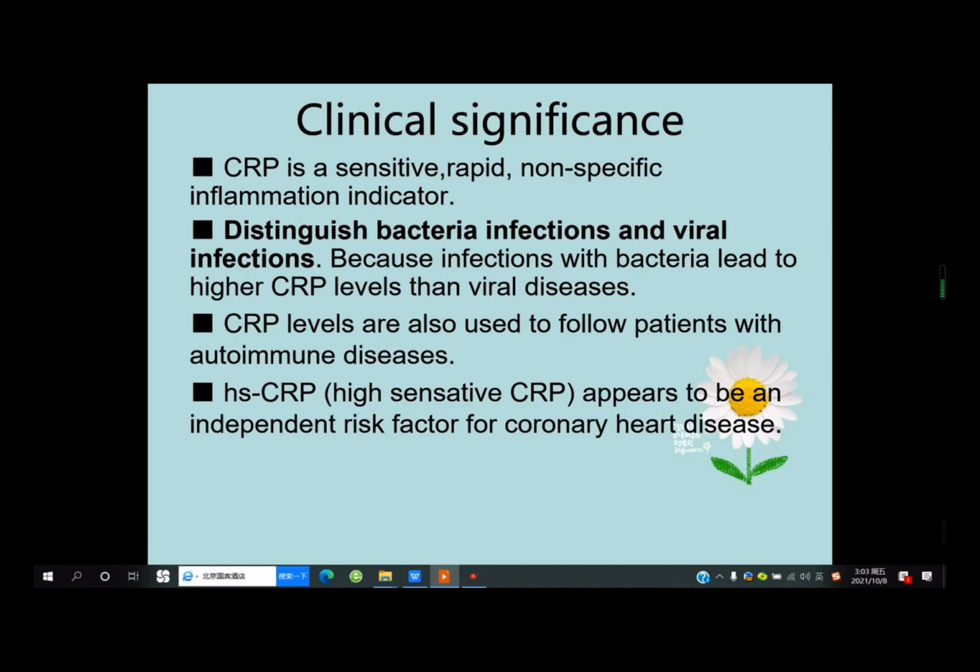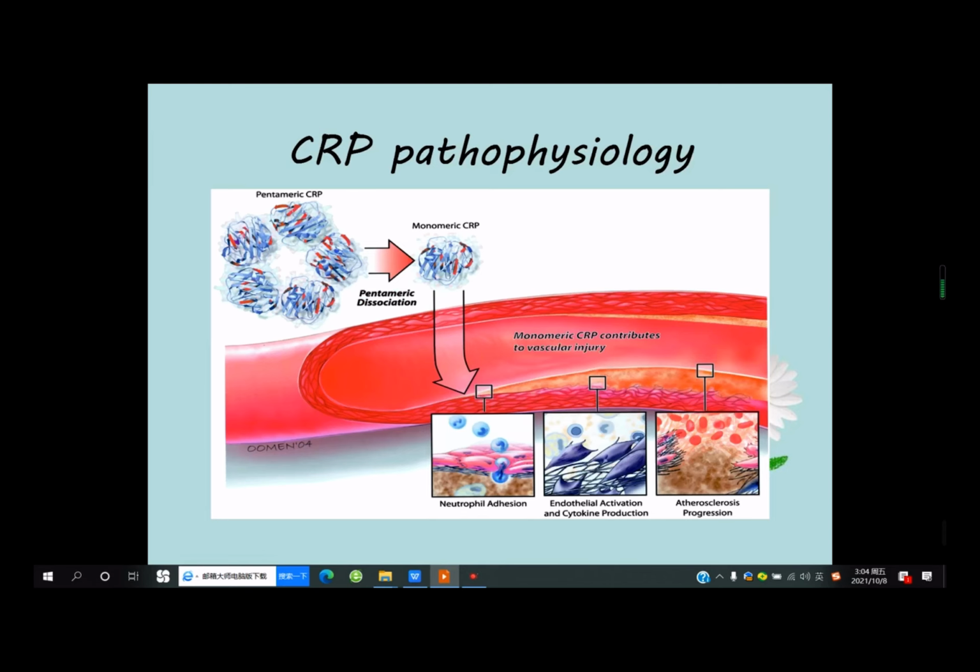CRP has very important clinical significance. CRP is a sensitive, rapid, non-specific inflammation indicator. CRP can also distinguish bacterial infection from viral infection. CRP levels can also be used to follow patients with autoimmune diseases. High sensitive CRP can also be used as an independent risk factor for coronary heart disease. This picture shows how CRP can make atherosclerosis progress.